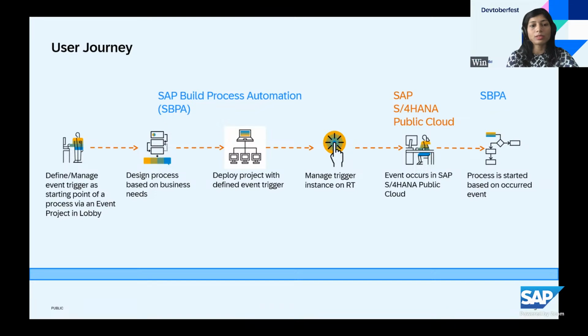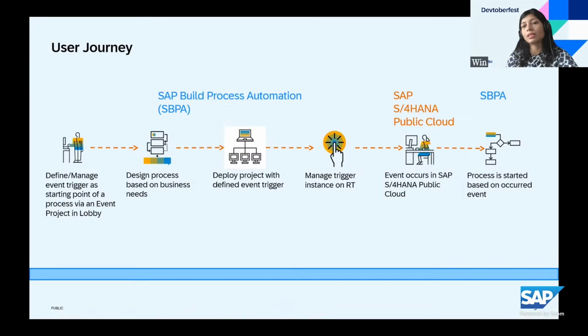So you'll see shortly how this works. Once you have discovered your event, made a project, and published it, you can also design your process based on your business need, deploy the project, and the event trigger is already available at that time. You can manage your trigger instance on runtime.